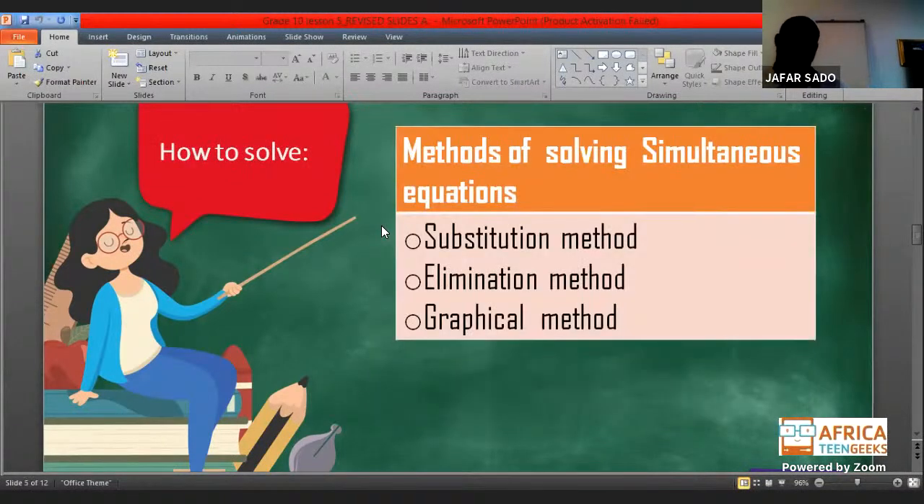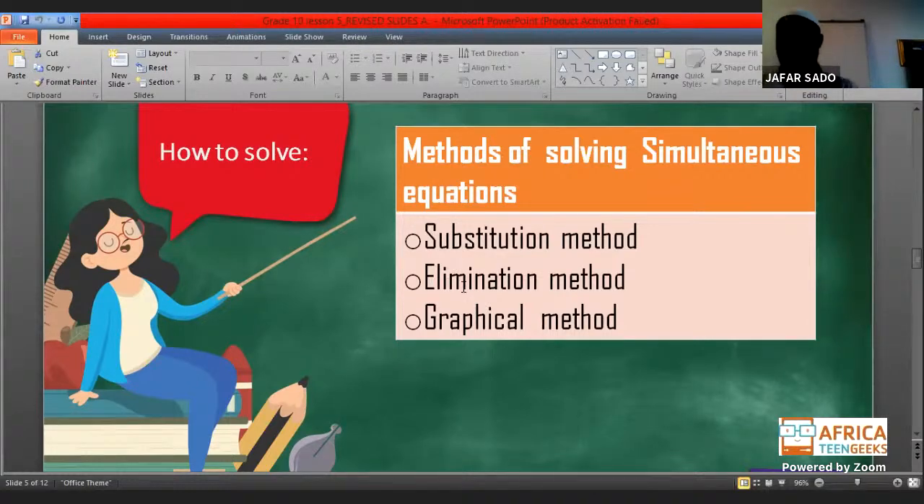On the next slide, we have methods of solving simultaneous equations. We have three methods: the substitution method, the elimination method, and the graphical method. The graphical method implies the use of a graph, whereby you plot the two equations to get two straight lines, two linear graphs, and then you get a point where the two graphs intersect. That we will not discuss today. We'll be restricting ourselves to the substitution and elimination methods.